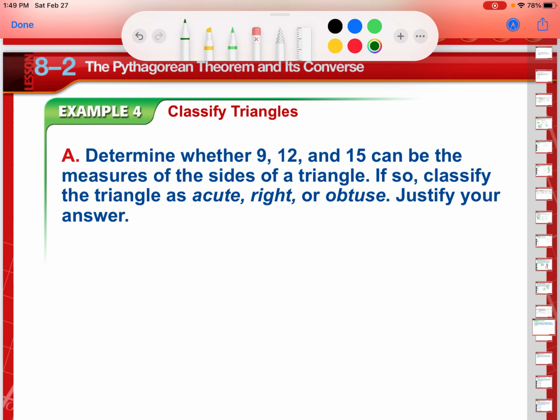Okay, determine whether 9, 12, 15 can be the measures of the sides of a triangle. If so, classify the triangle as acute, right, or obtuse. Right off the bat, I know this is a Pythagorean triple, but we'll continue on the way they want us to anyway. So first off, 9 plus 12 is 21. 21 is bigger than 15. Boom. 9 plus 12 is bigger than 15. That checks out. This can be a triangle.